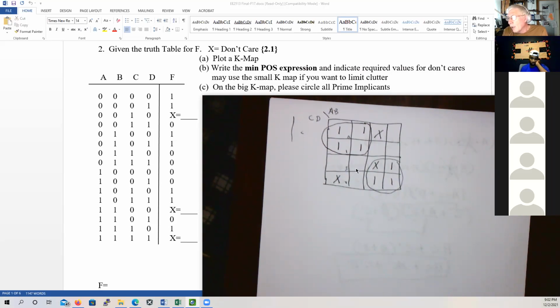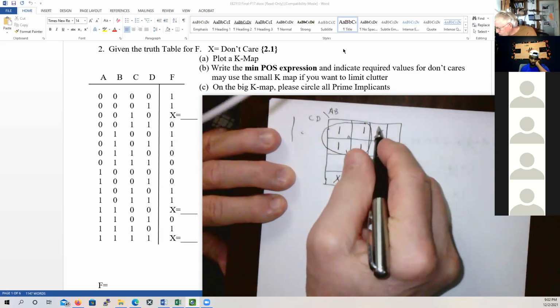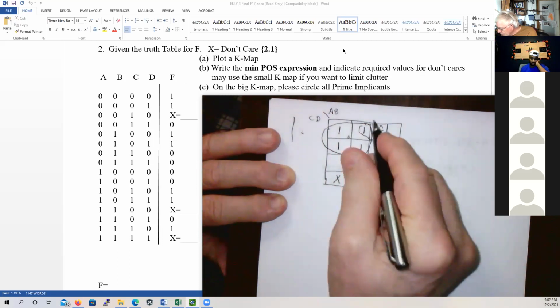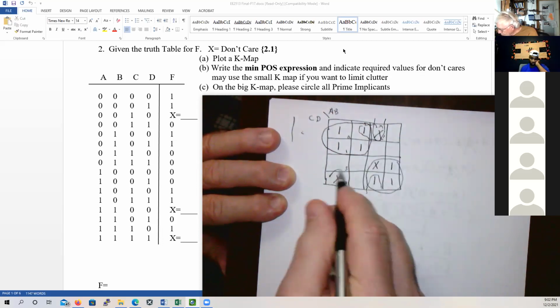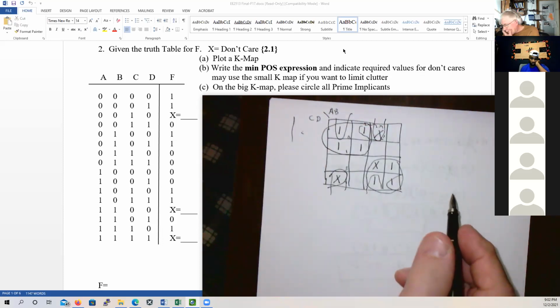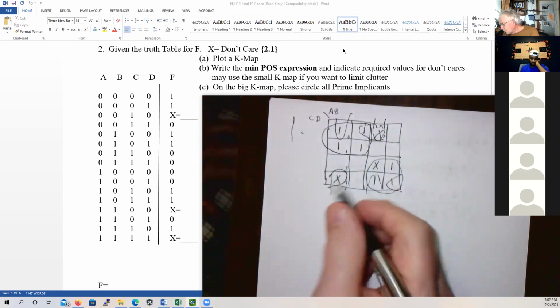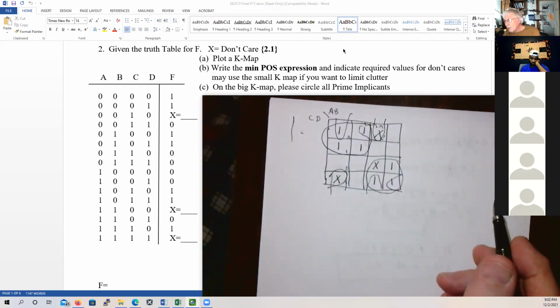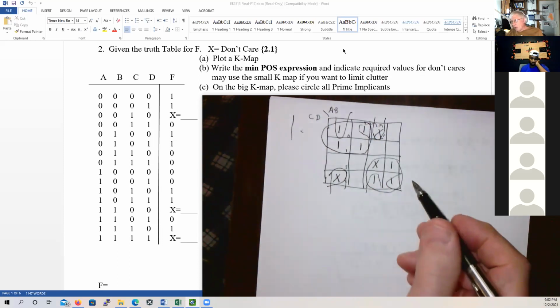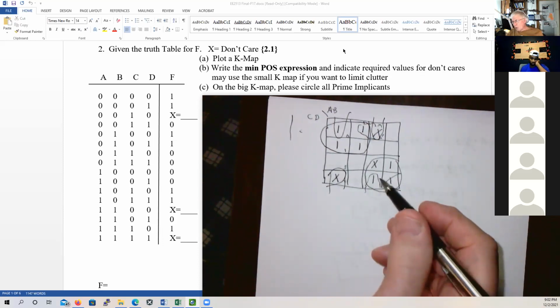Okay, so I'll write out the SOP and the POS both. And then circle all the prime implicants. The other prime implicants, which I could circle here, would be this one here, this one here with this one, and this one with this one. So these 2 little X's themselves bring in 4 more prime implicants. Now they're prime, but they're hardly essential. In fact, the don't cares make them non-essential. You don't even need them in the solution.